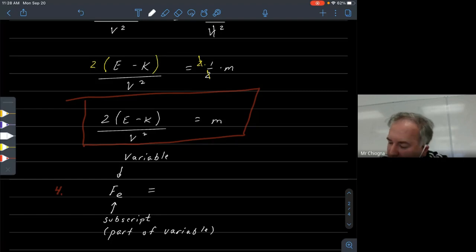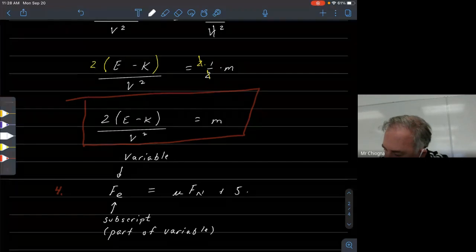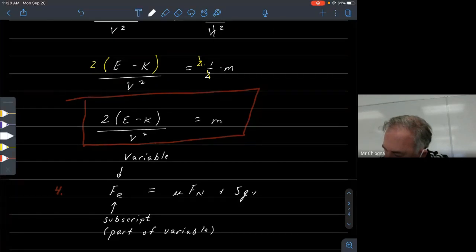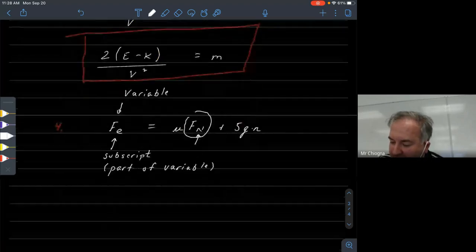Okay, so I'll make this one up. Solve for this. Remember this is a subscript here. It stays with the F. Give that a try, and we'll do it together.